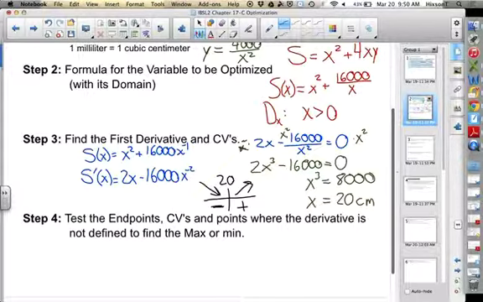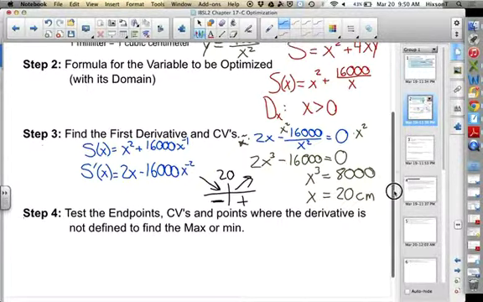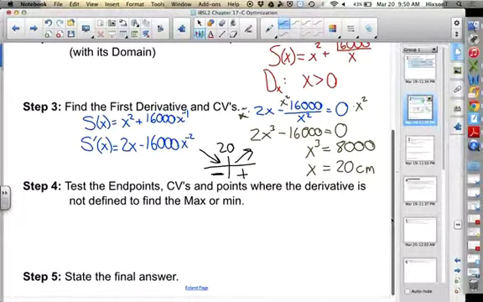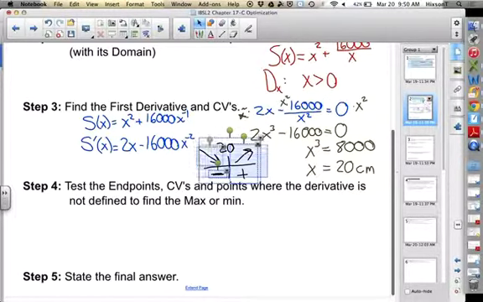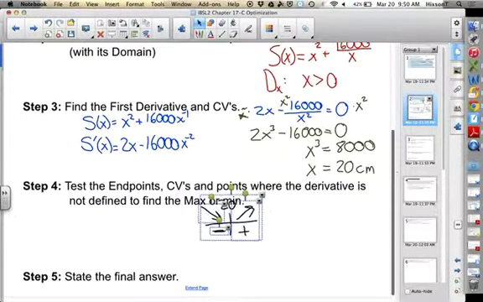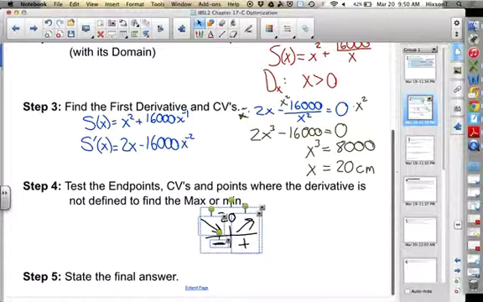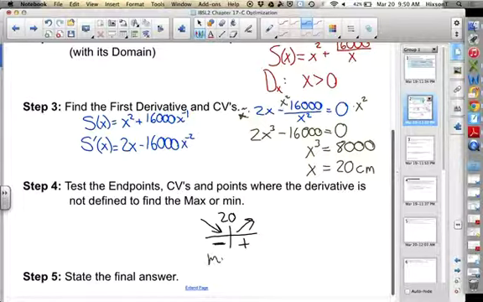Okay, that's at 20. So we found the derivative, we found the critical value. You know what, I should probably put this down here because that's really what we were doing. We were testing to see if we had a min value, and we found it. The min at x equals 20 centimeters.